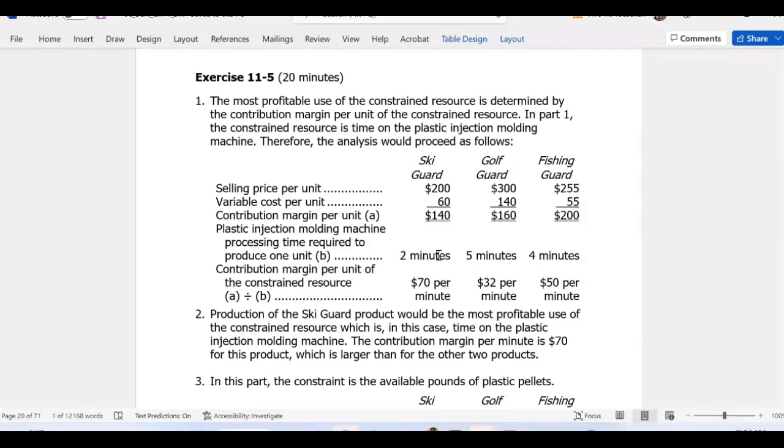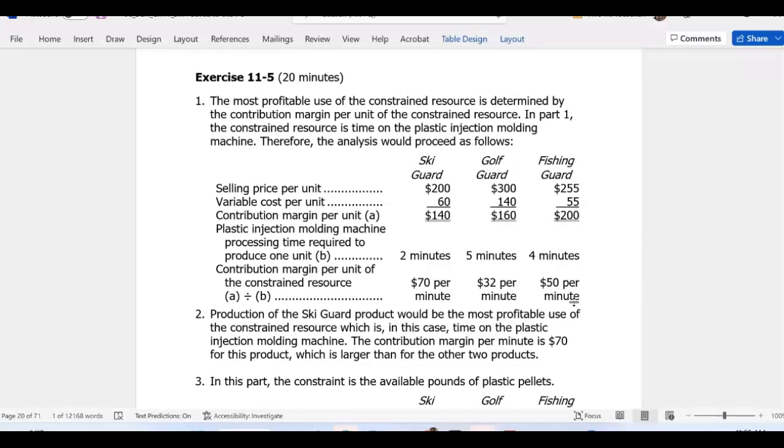Ski guard takes 2 minutes to get the job done, and that's 2 minutes of machine time. So 140 divided by 2 minutes of machine time gives you $70 per machine minute. Golf guard takes 5 minutes to do that. That's a long time. So 160 divided by 5 gives you only $32 per machine minute. Fishing guard gives you a higher contribution margin, but because it takes 4 minutes, so 200 divided by 4 gives you $50 per machine minute.